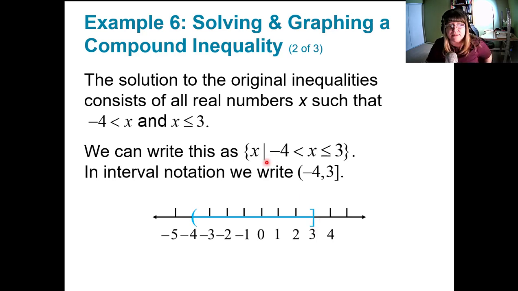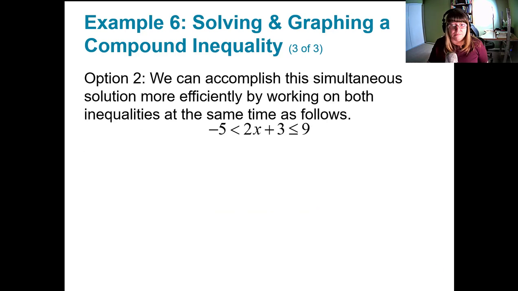For set notation, it's going to be x such that negative 4 is less than x is less than or equal to 3. For interval notation, it's going to be negative 4 to 3, including 3. And for graph solution, it's going to be parenthesis on the 4, line all the way up to the 3 with a bracket.